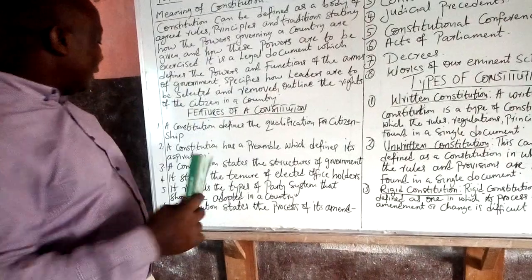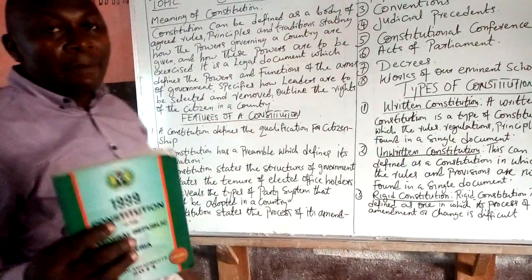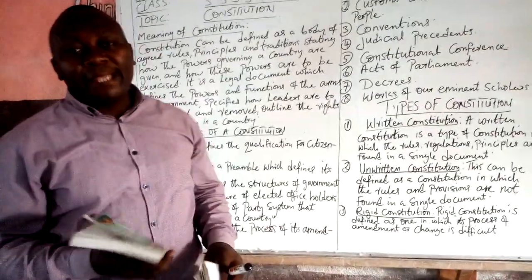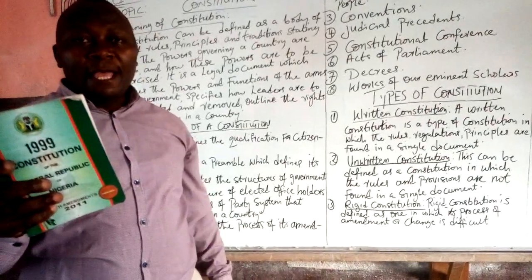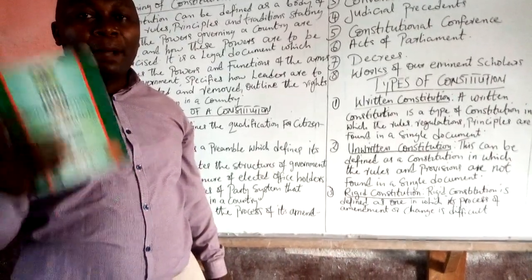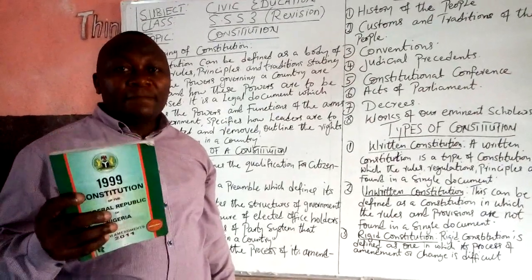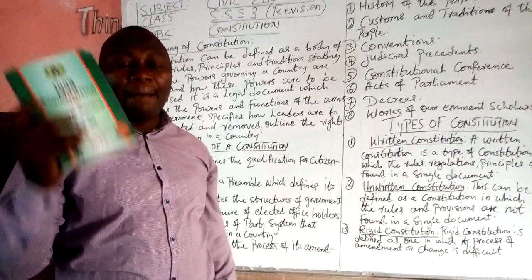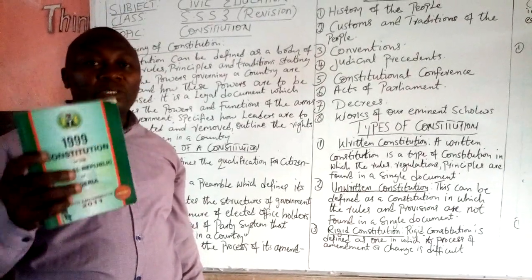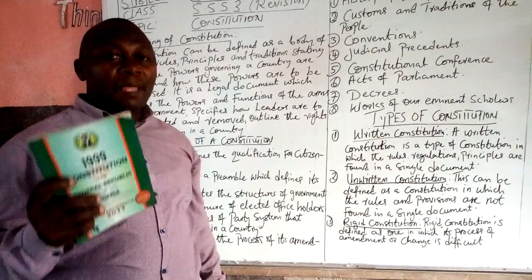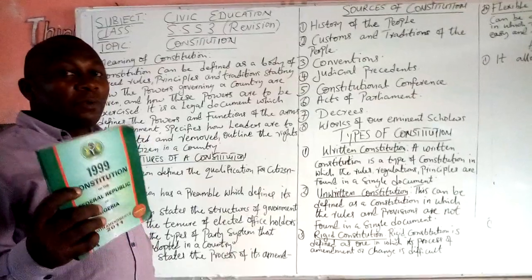Another feature in this constitution is that it states the process of its amendment. What do I mean by that? How this constitution should be amended. For instance, this is a written and rigid constitution. About 2/3 of the members of the National Assembly should agree that any part of this constitution should be amended. How it should be amended is all enshrined in this constitution, which means the process of its amendment is embedded in the constitution. That's one of the advantages.